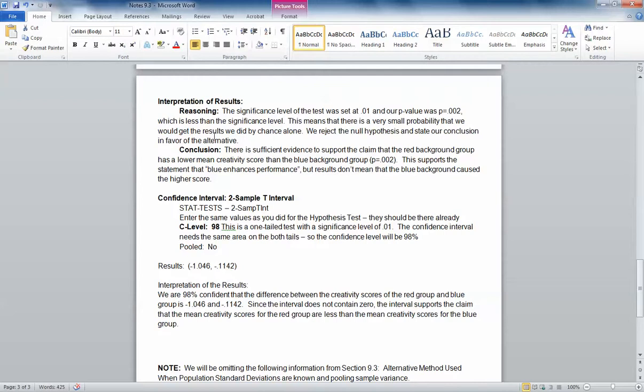So that's our reasoning. Our actual conclusion is there's sufficient evidence to support the claim that the red background group has a lower mean creativity score than the blue background group. And then I always include the p-value because we're using p-values for our conclusion. This supports the statement that blue enhances performance, but I just want to be careful here. The results don't mean that the blue background caused the higher score. It just means that people in the blue background room had a higher score. All right, that's our hypothesis test.